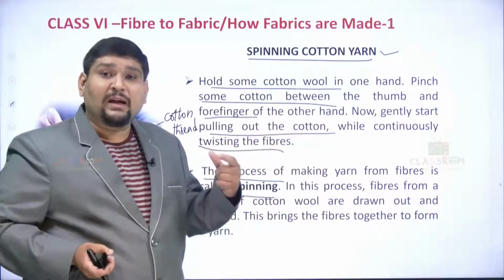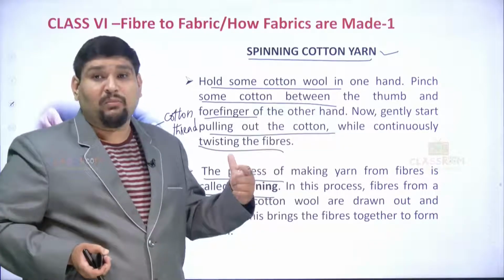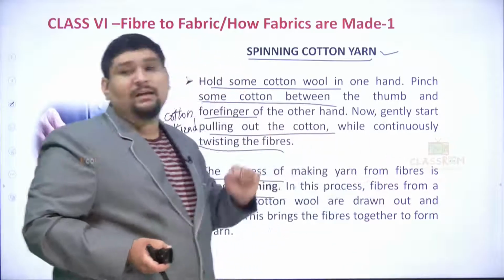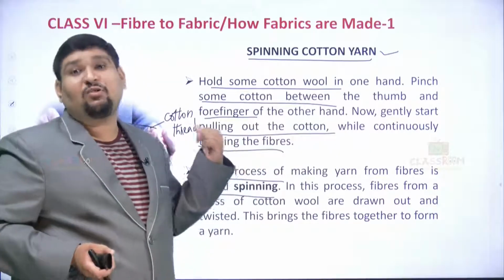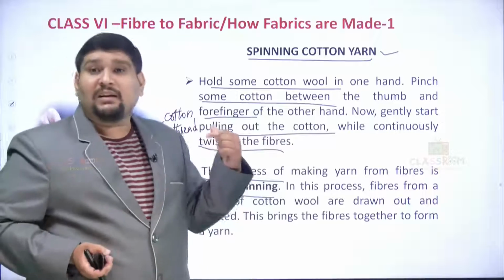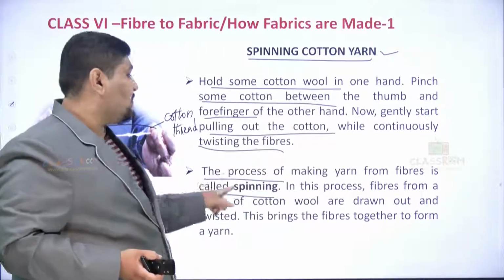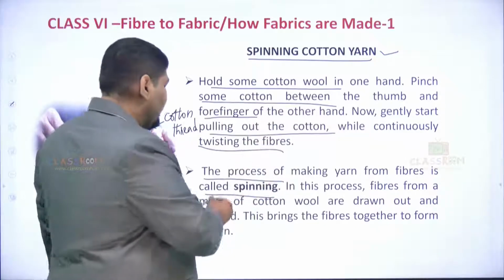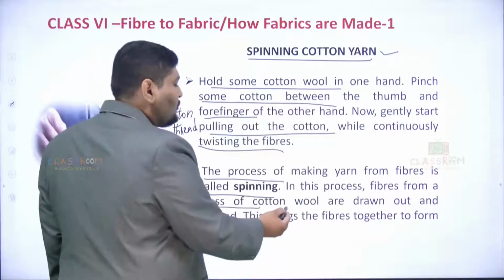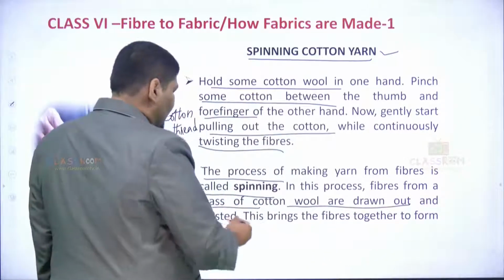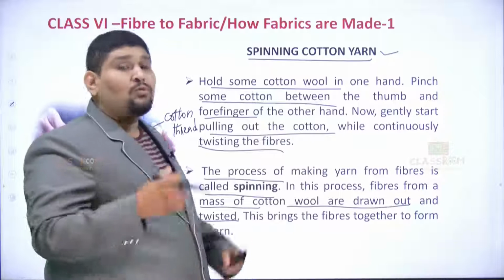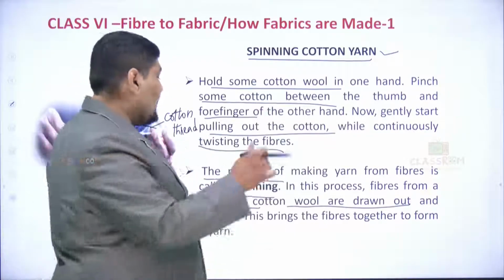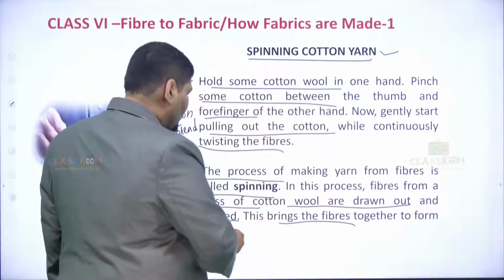Before you convert this fiber into a fabric to make a cloth material, you first make yarn from these fibers, from this thread-like structure which you call fiber. This is called spinning. In this process, fibers from a mass of cotton wool are drawn out and twisted. They apply pressure and twist it, test its strength, and then these fibers are brought together to form a yarn.